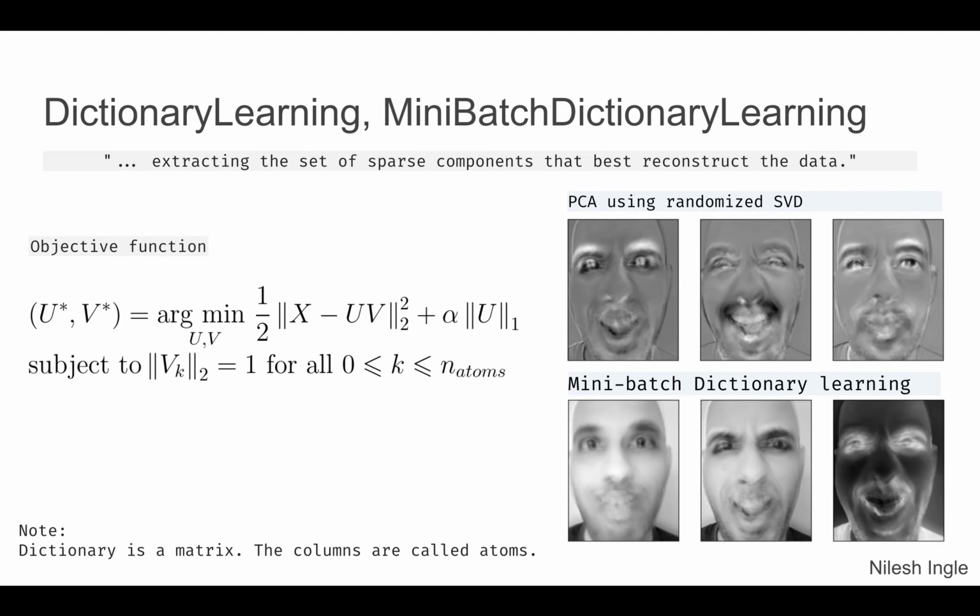Next we have dictionary learning and mini-batch dictionary learning. In mini-batch dictionary learning, you are working in batches as compared to dictionary learning. And what I mean by dictionary here is a matrix where each of the columns is called atoms. And this is then the objective function that is minimized in case of dictionary learning. And on the right hand side, we see the representations of the images from this particular method of mini-batch dictionary learning.